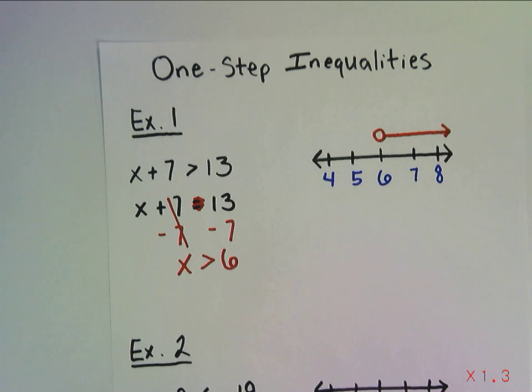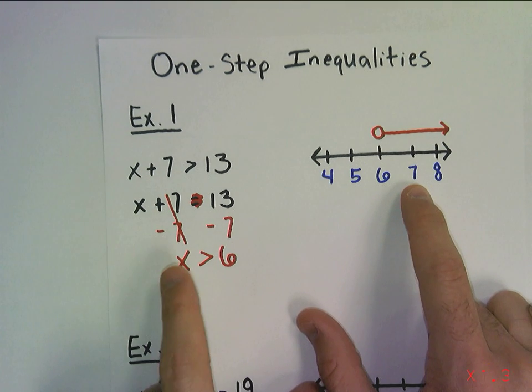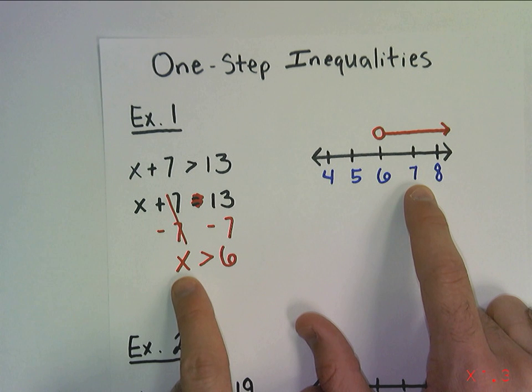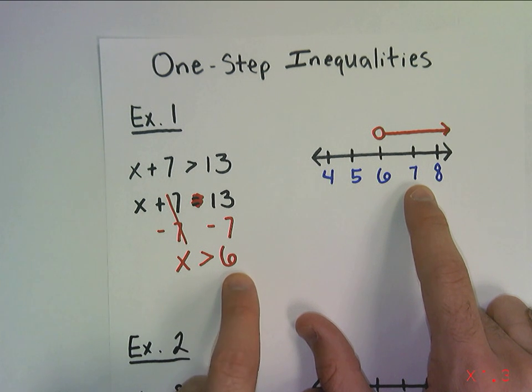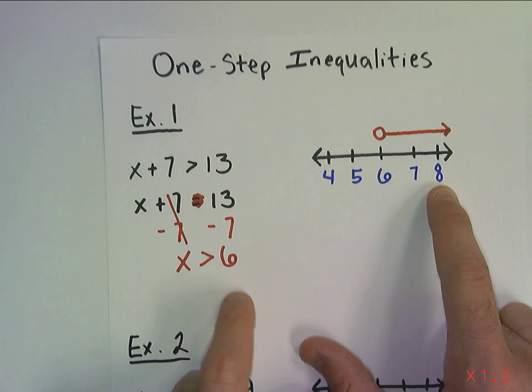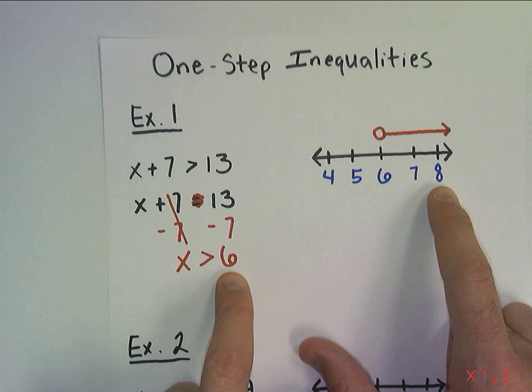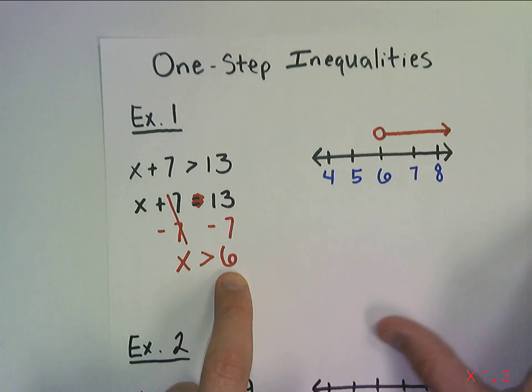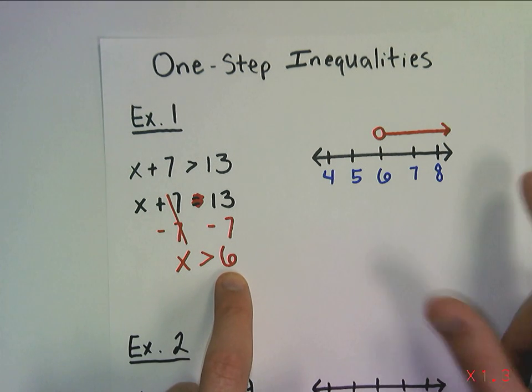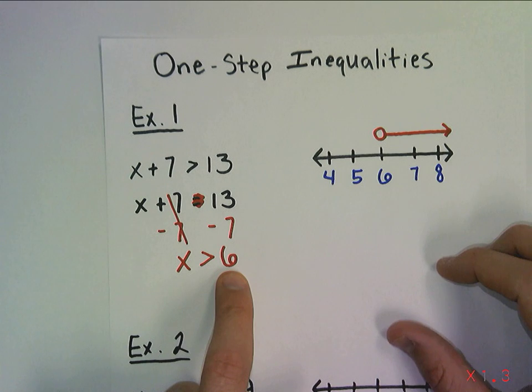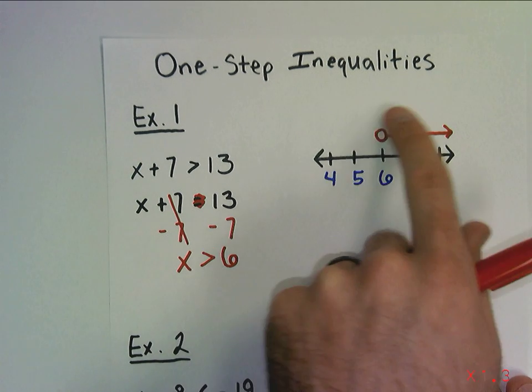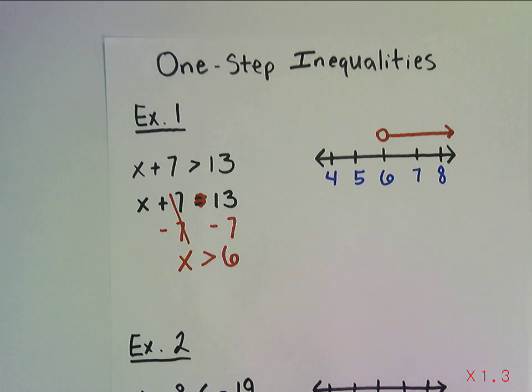And then like I said, plug some numbers in or substitute them in for x. If I put 7 in here, is 7 greater than 6? Yes. If I put 8 in here, is 8 greater than 6? Yes. If I go off my number line and think further, like 12, is 12 greater than 6? Yes. So this would be the correct graph for this one here.